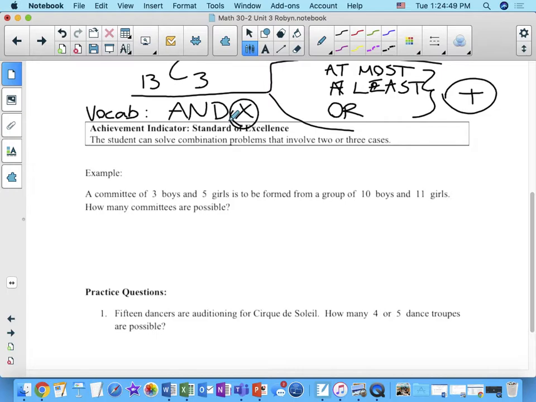Okay, so with that, a committee of 3 boys and 5 girls is to be formed from a group of 10 boys and 11 girls. How many committees are possible? Okay, so firstly, which of these situations do you think it is? Is it the and or is it the or? It's the and, yes.